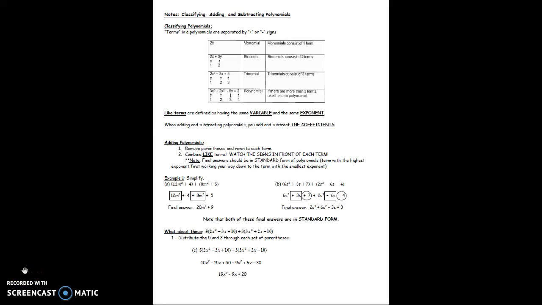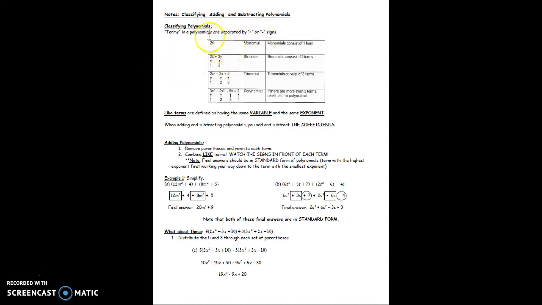Okay, this is your concept number 8, which is classifying, adding, and subtracting polynomials. Okay, so we start out looking at just classifying them. When we classify them, we're basing that off of the number of terms that they have. Now, terms in a polynomial are values that are separated by either addition or subtraction signs.